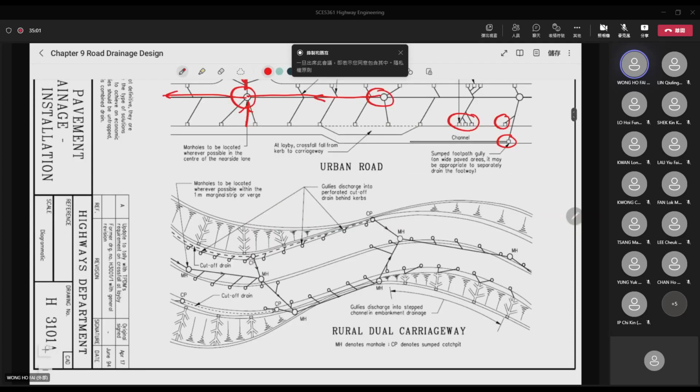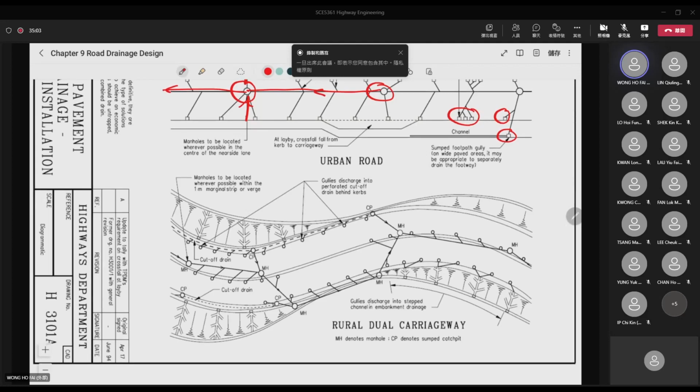And then you can see that basically along the road there are different kinds of gully right here. And then they are put at some spacing. So today we will mention how to calculate the spacing of the gully so that you can collect the water on the road and avoid flooding of the road.